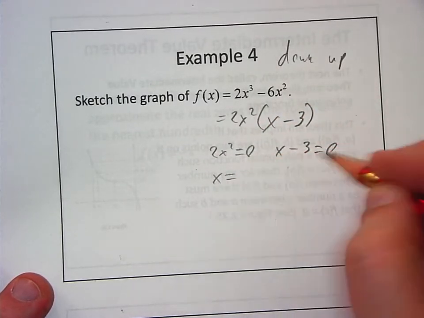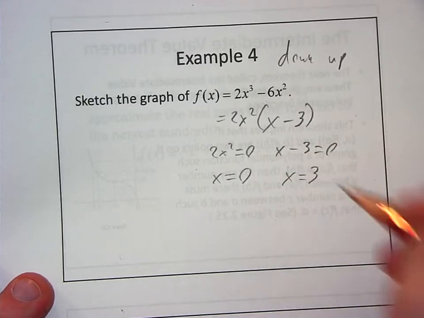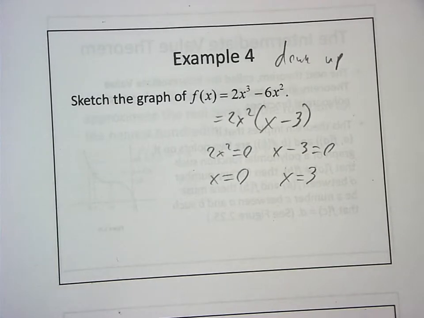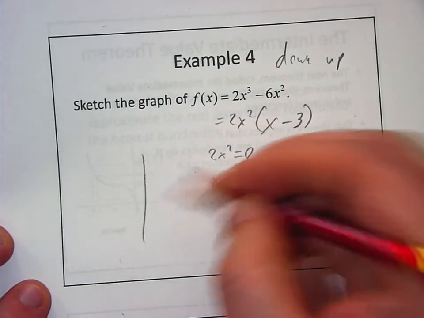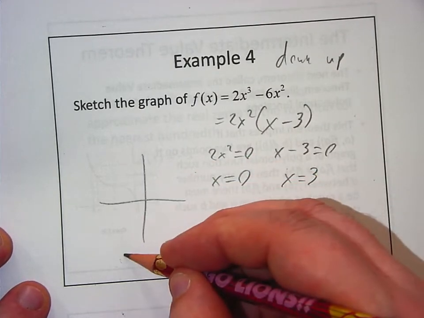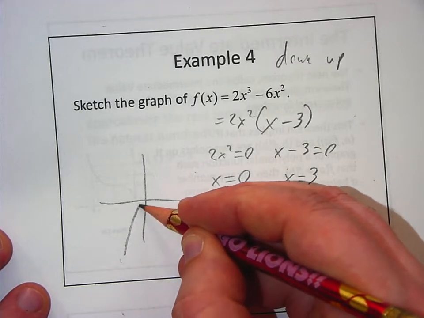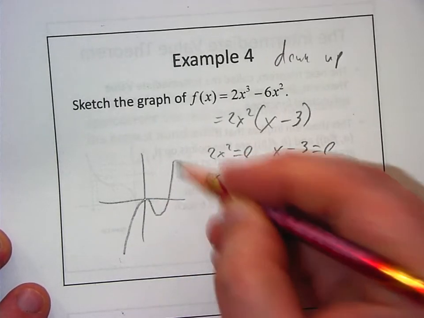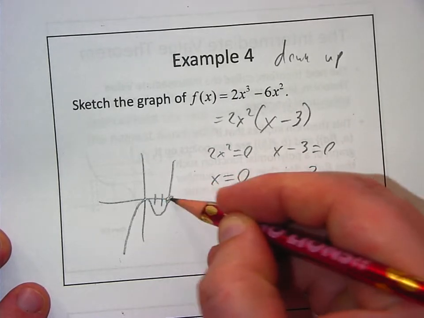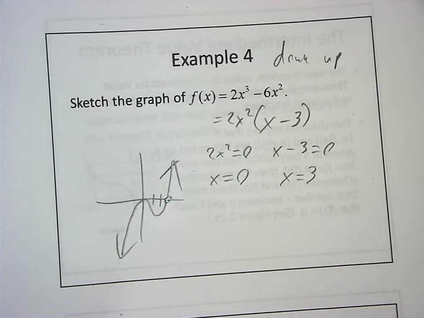So that gives me zeros when either of those is equal to 0. So I have x is equal to what? 0 and 3. Do either of those have multiplicity? 0. So if I go to graph this, it's going to start down, and then what's it going to do? Yeah, at 0, it's going to ricochet off, and then it's going to go down and back up through 3. So there's a rough sketch. Okay.